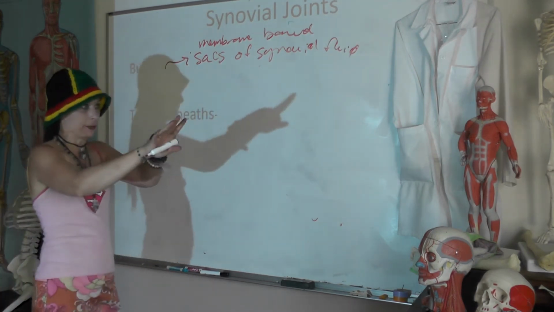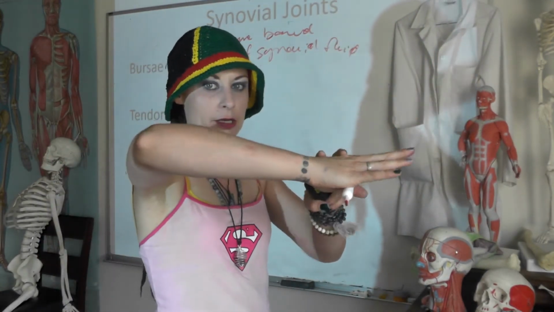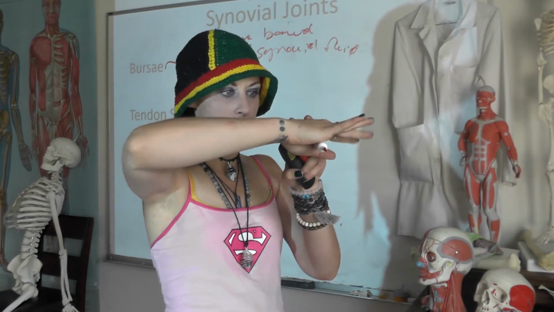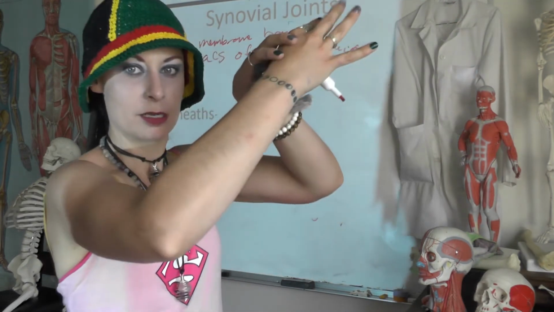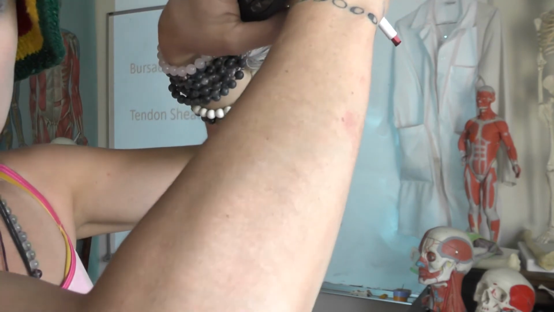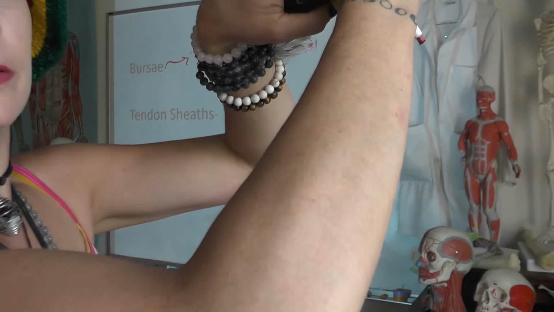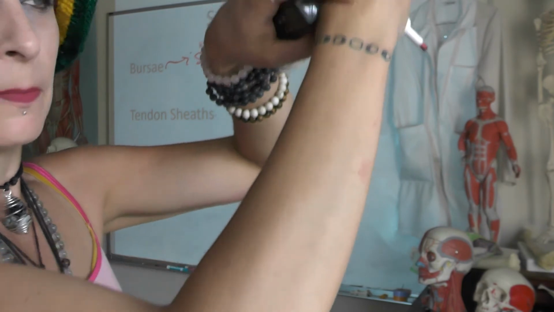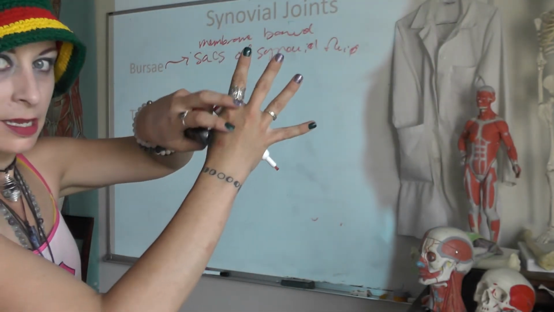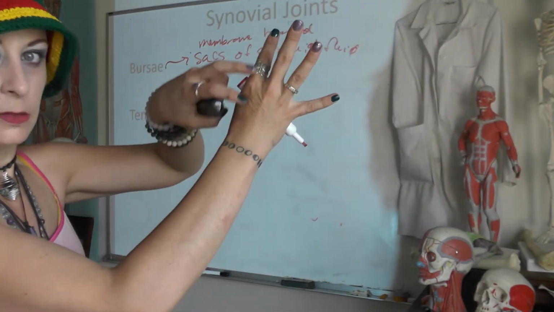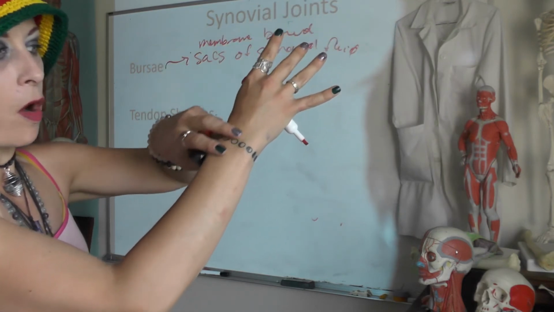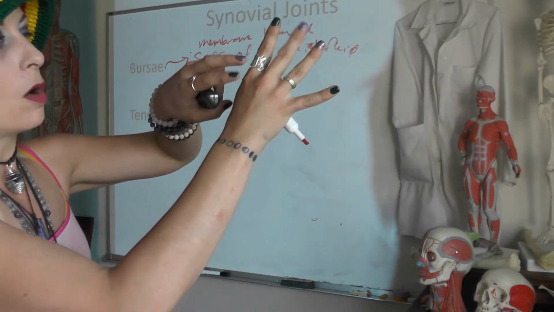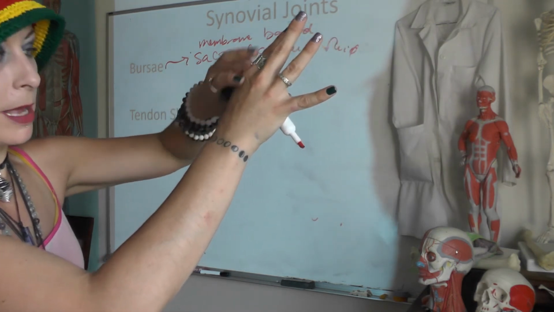A great place that you see tendon sheaths is in your hand. The muscles that control the movements of my fingers are up here in my arm. Whoa, did that just blow your mind? It should have. All of these fingers are moving because of muscles here, which means these tendons, which attach muscles to bone, are going over all of these bones in here, my carpals and my metacarpals.